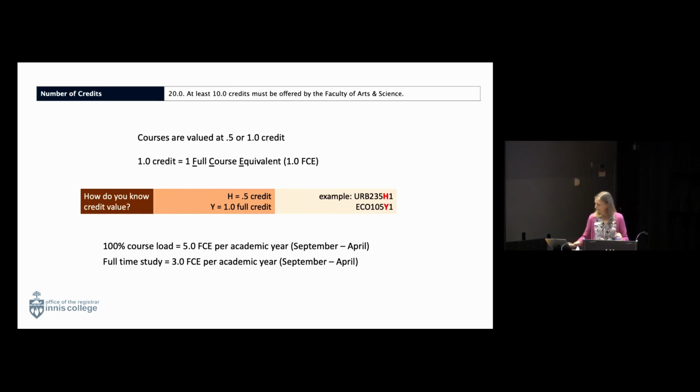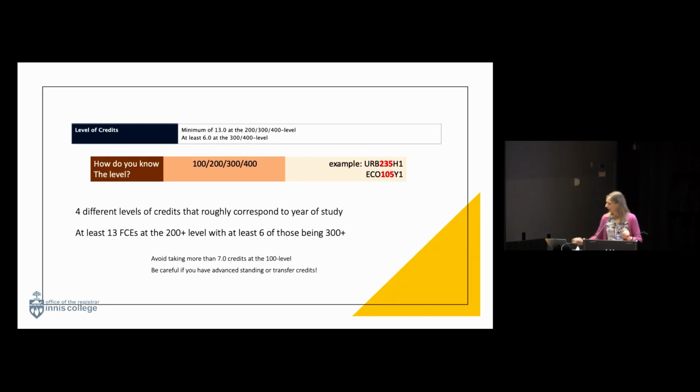Okay, so the level of credits, I mentioned levels of credits. We have 4 different levels of credits, 100, 200, 300, and 400. They roughly correspond to your year of study. 100 level credits are considered introductory. 300 and 400 level credits are considered senior level. Most likely in your first year, you'll be taking mostly 100 level courses, and then you build upon that knowledge in your upper years and take the 200, 300, and 400 level courses.